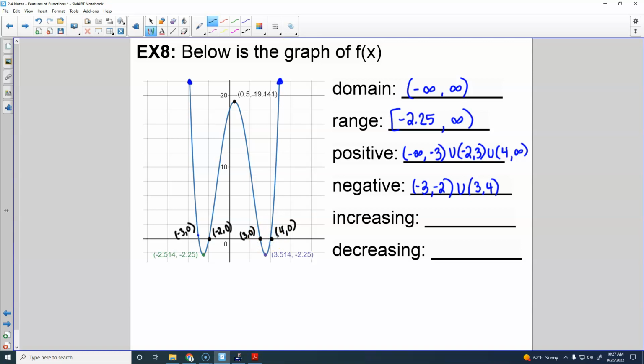Okay, increasing, decreasing switches several times on this, right? So we are decreasing till we get to here, then it increases, then we decrease again. So remember we're doing x coordinates for this. So if we're thinking about x coordinates, we're decreasing from negative infinity up until we get to this minimum point right here, which is -2.514.